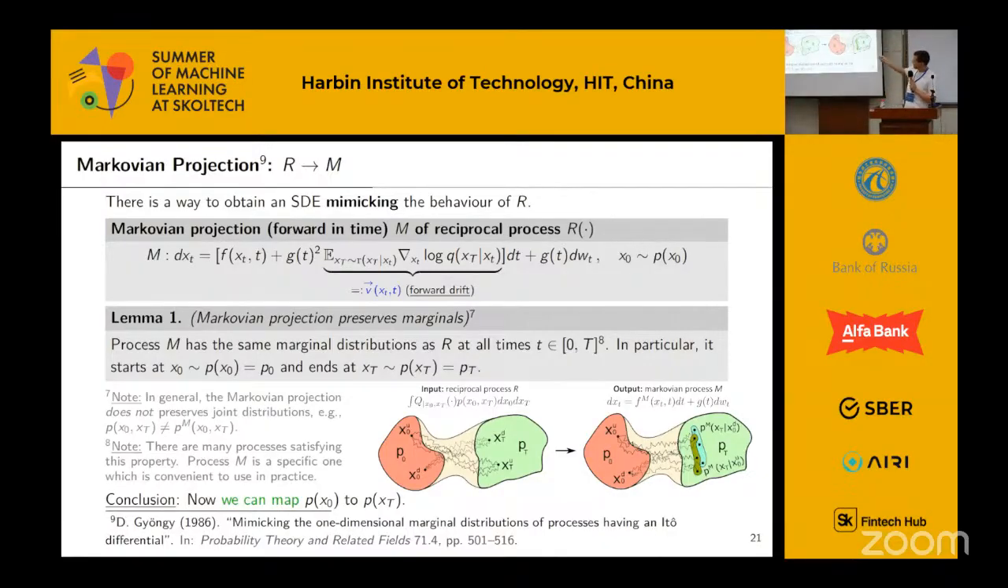So this is the mathematical machinery which allows us to transform a reciprocal process into a process which is represented by a stochastic differential equation and is useful for generative modeling. In short, we can write down a particular process which is called M, or Markovian projection. Why Markovian? Because it is a diffusion process, it is a Markovian process, which satisfies many nice properties.